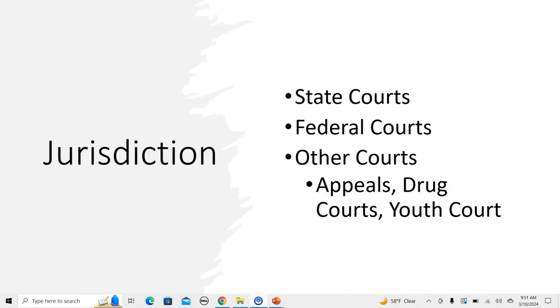So when we're talking about the concept of jurisdiction, it's different with courts than it is with law enforcement. A lot of people would consider jurisdiction like if I work for the Fresno Police Department, my jurisdiction is the city of Fresno. Okay, so that's the law enforcement side. Now, jurisdiction of the courts is referring to which court has power over what particular issue.